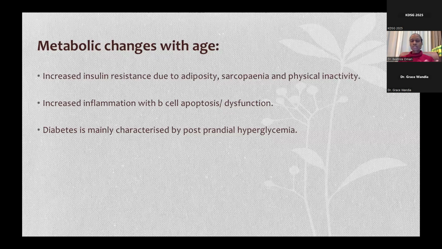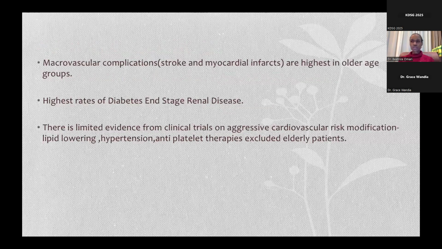The other unique consideration about these particular patients is that they do get quite a bit of macrovascular complications. In fact, in our wards, they are the patients who are admitted most because of strokes or myocardial infarcts. And they are the highest group of patients with diabetes and end stage renal disease. I'm sure in most dialysis centers, most of the patients on dialysis are aged 65 and above. However, these are the same patients who unfortunately are excluded from clinical trials.